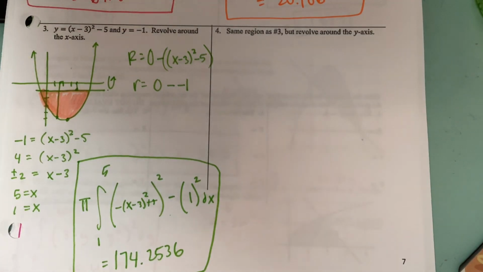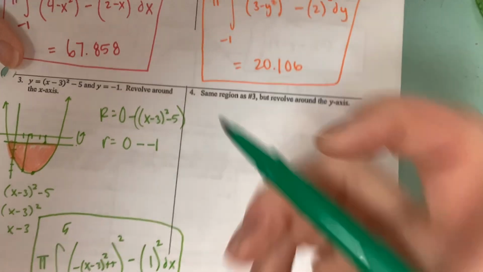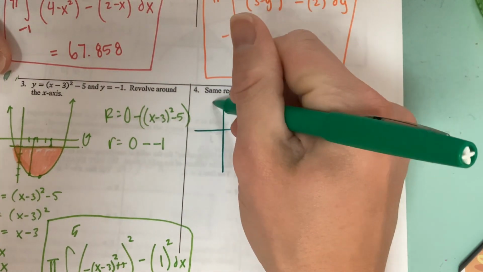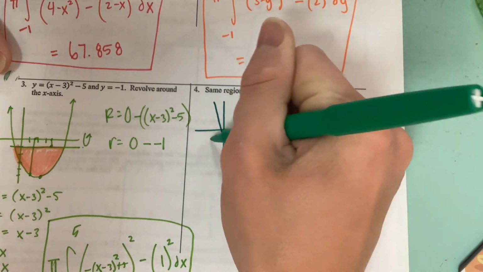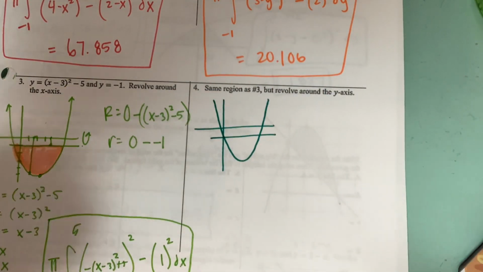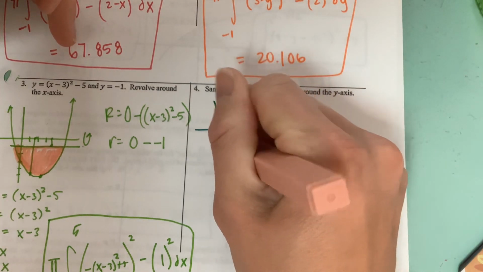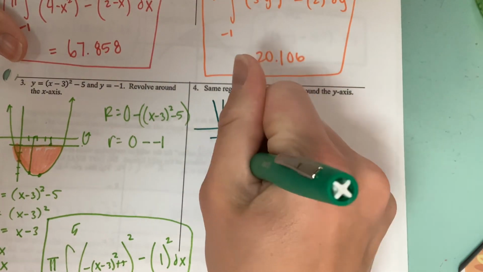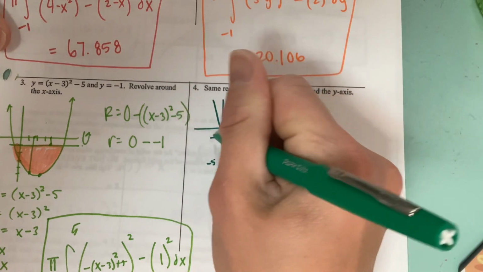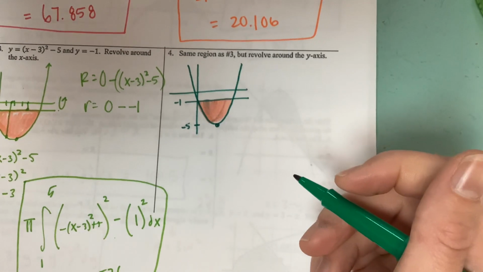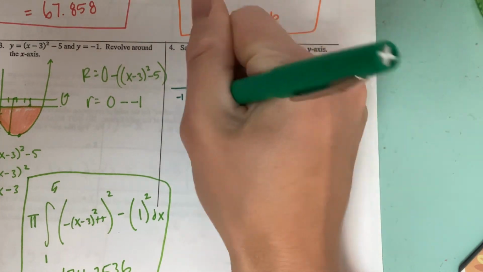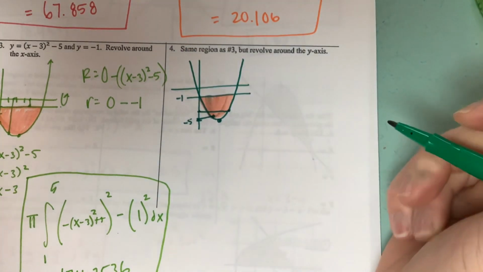Okay, same region as 3, but revolve it around the y-axis. All right, so for the y-axis, I know this guy's going down to negative 5, and then this line here is going to be at negative 1, so I don't have to find my bounds. That's the nice thing. Now this is going to be big R, and that's going to be little r.